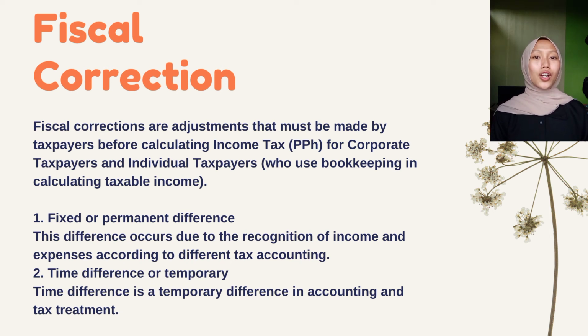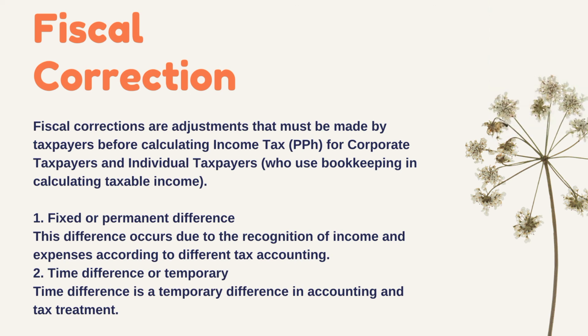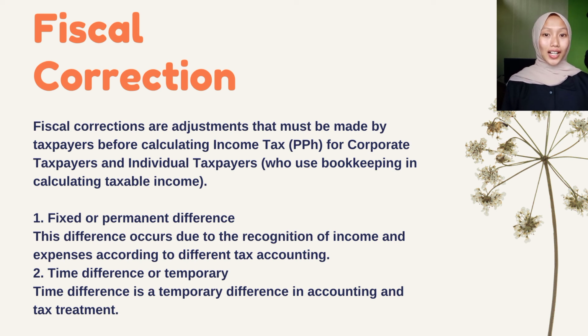Fiscal correction occurs due to differences in the treatment or recognition of income and cost between commercial accounting and tax accounting. The differences are as follows: permanent difference and time difference, or temporary. The fiscal correction journal is as follows. Positive fiscal correction is a correction that causes additional taxable income and income tax payable. And then negative fiscal correction. Negative fiscal correction is a correction that causes a reduction in taxable income and income tax payable.